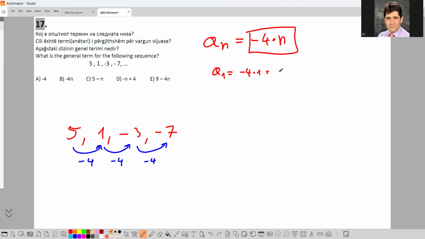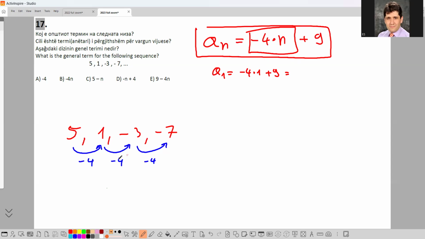All right, so how much should I add to get 5? I should add 9 because -4 plus 9 is 5. Well, that means in the general term, I should have added 9 at the beginning. Finally, this is our expression. There are also other methods, but those are a bit longer. So this one is the shortest one.